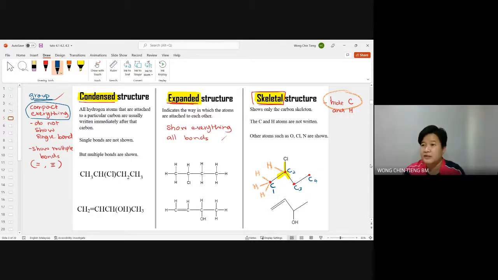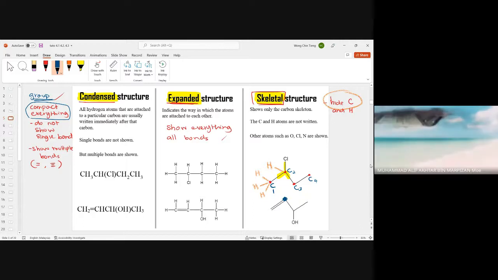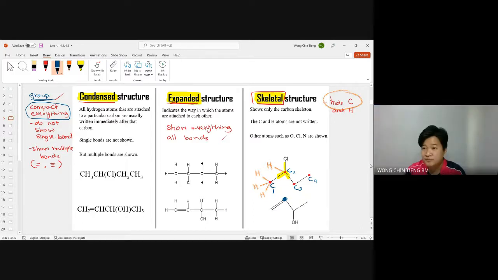Three. Okay. This one? Satu. Setuju? Okay. This one? Dua. So, double bond akan dikira sebagai dua ikatan. So, bila carbon ini pegang dua ikatan, dia akan pegang dua lagi hydrogen. Nampak? Okay. Therefore, one single line like this represents how many carbon?